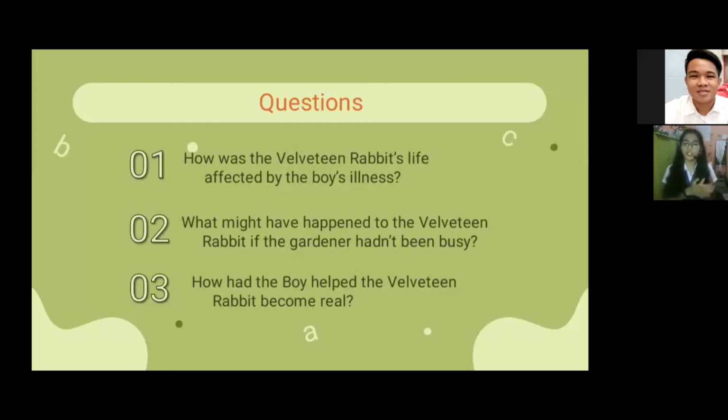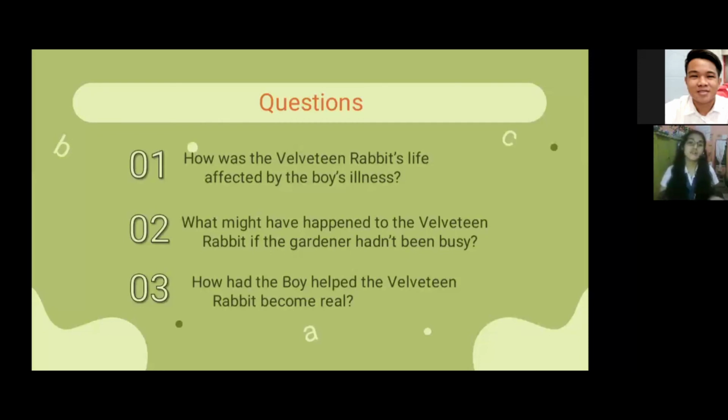Okay, for the second question, what might have happened to the Velveteen Rabbit if the gardener had not been busy? If the gardener had not been busy, the Velveteen Rabbit would turn into ashes because it will be thrown away to the fire. Okay, very good. It is really fortunate that the Velveteen Rabbit's life was spared due to the busyness of the gardener.